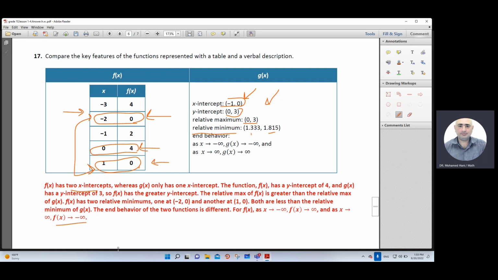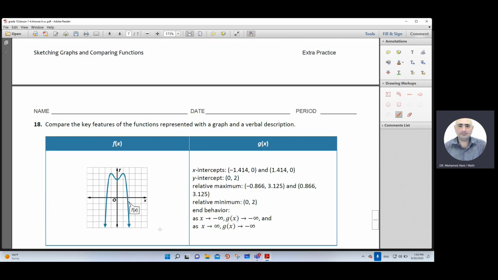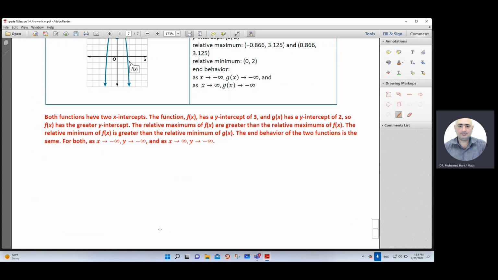Do you have any questions about these exercises? No questions? Number 18, the same idea.